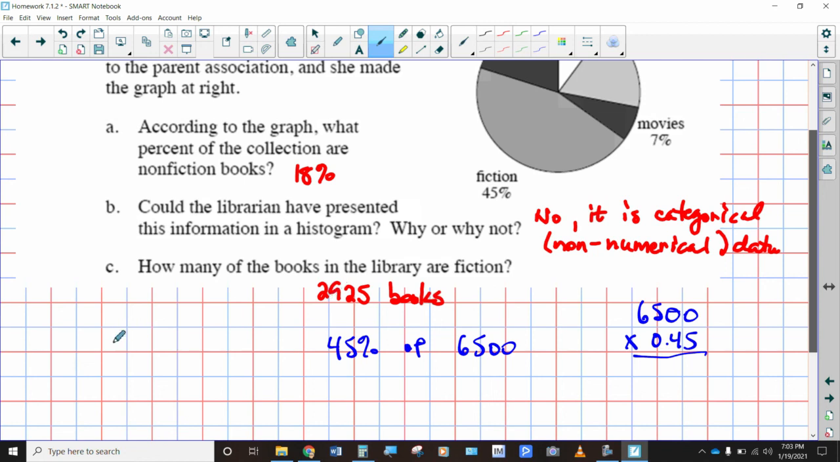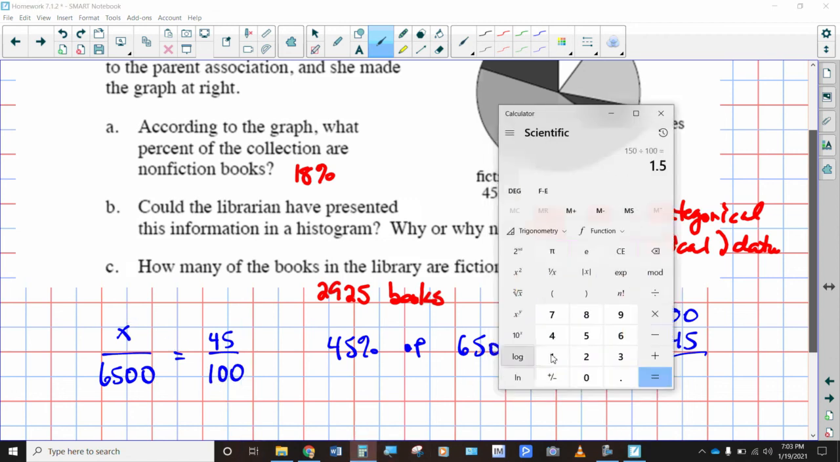Or we could set up our percent proportion where our total is 6,500. We're trying to find the part, and we know that the percent is 45 out of 100. So cross multiply, you end up with 6,500 times 45 is equal to 292,500, and then take that and divide it by 100, and you get 2,925.